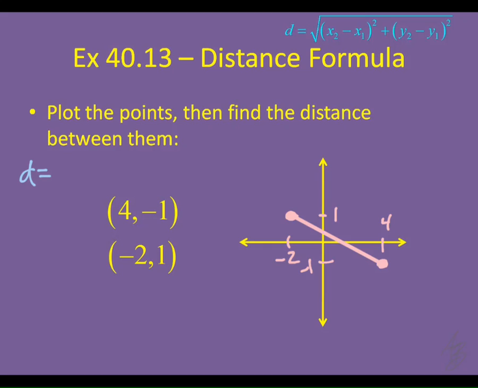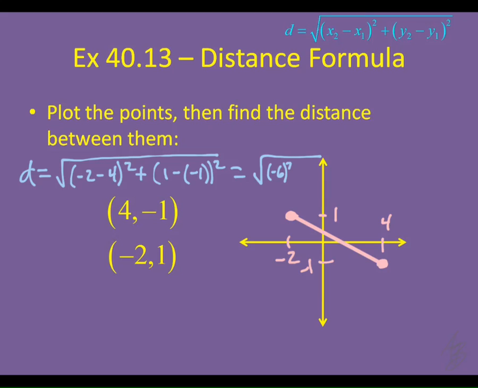It just gives us a visual of what it looks like. All right, so the distance formula, we have d equals the square root of x2 minus x1. What's x2? -2. Minus x1. 4. Okay, squared. Plus y2. 1. Minus y1, -1. Squared. Okay. What is -2 minus 4? -6. Okay, -6 squared.